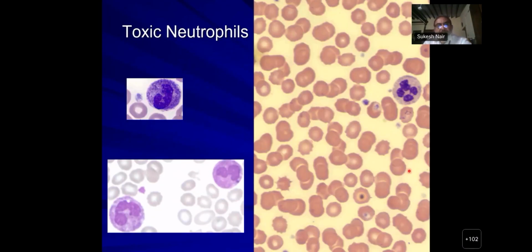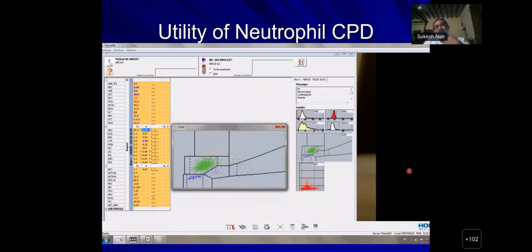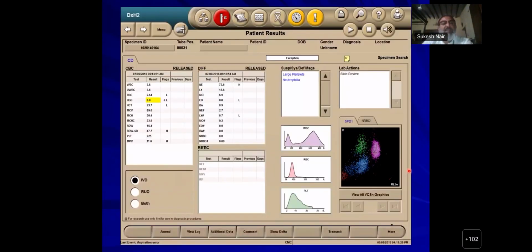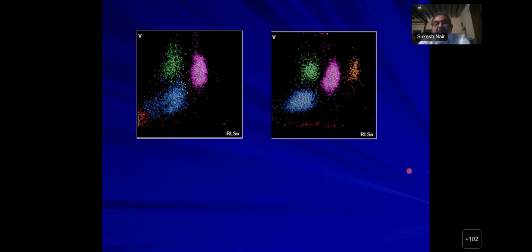Now, what are toxic neutrophils? We know that they look darker than regular neutrophils. They have more granules, and they have bluish Döhle bodies in them. So what is the utility of the neutrophil CPD in identifying abnormal or toxic neutrophils? Now, this is the cell count on this man. His white cell count was 3,600, mostly neutrophils. And when I compare it with a normal person, I hardly find any difference in the neutrophils.